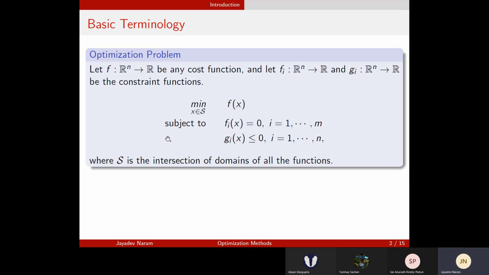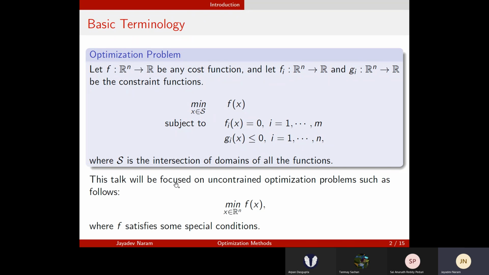And what about this set? This set is usually the intersection of domains of all these functions. It can also be a smaller set than this. So given this problem, our main attention is to solve the optimization problem, that is, to find a minimizer for this objective function which satisfies all the constraints.